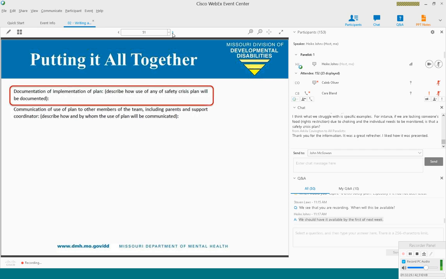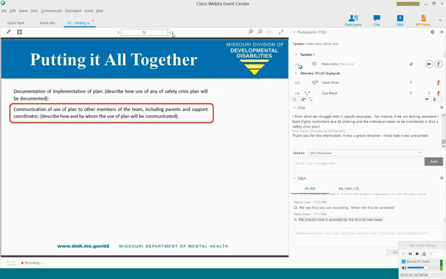How are you going to communicate the use of the plan to the other members of the team? So how are you going to make sure that everybody's on board, everybody's aware of it, everybody has the newest version, and everybody's implementing the same thing? And this might be parents that are involved, it might be the guardian, could be a support, or should be the support coordinator. An individual should know exactly what's in their plan, and what to expect, and in what order things happen. And it's going to describe how and when you're going to use the plan, and how it will be communicated, how often you're going to be revising it.